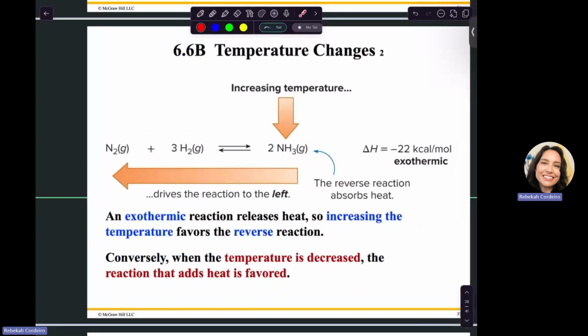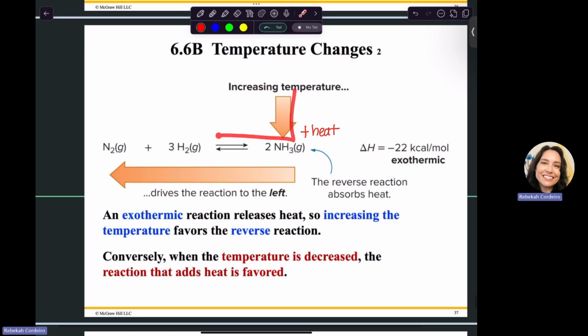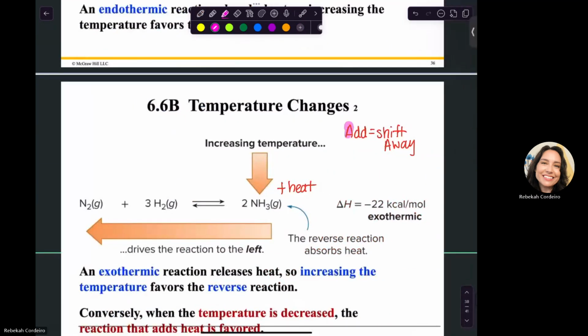If you increase temperature, but it's an exothermic reaction, exothermic because delta H is negative here, then we would add a product. So we can think about our heat as being a product. If we add product, it's going to shift away toward the reactant. So again, add, shift, away. Add, away.